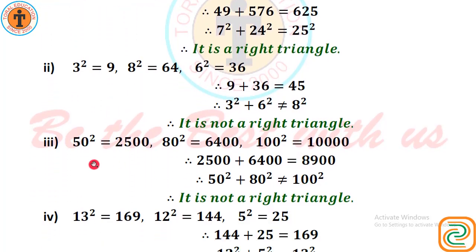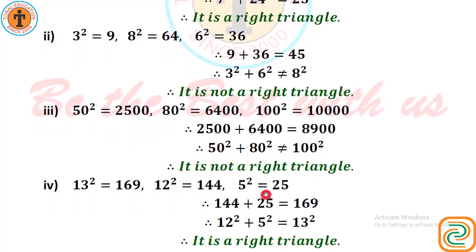Number 3, 50 square, 80 square and 100 square. 50 square is 2500 and 80 square is 6400. Add both of them because these two are smaller than 10,000. 2500 plus 6400 gives 8900, but it is not 10,000. Therefore 50 square plus 80 square is not equal to 100 square. So it is not a right triangle.